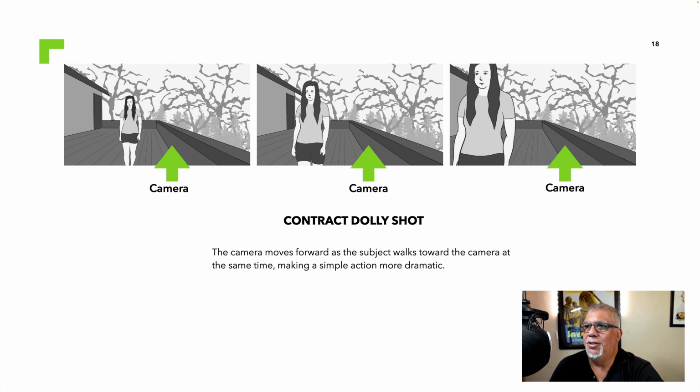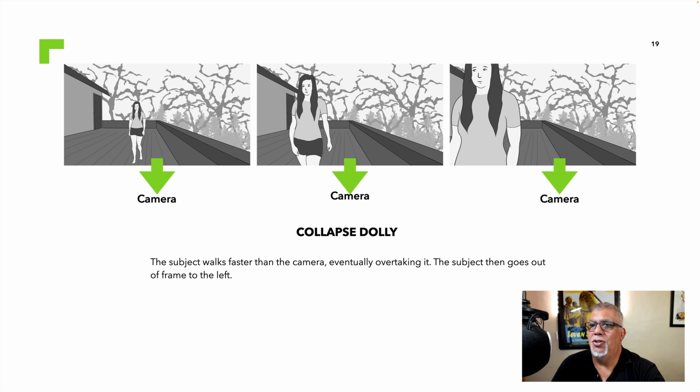It's really subtle. We're going to talk about contract dollies now. So what we're going to do is the dolly, the camera, they're holding their phone or their iPad, and they're walking forward as the subject's pulling back towards them, and eventually the subject overtakes them. That's a really nice dramatic shot too.